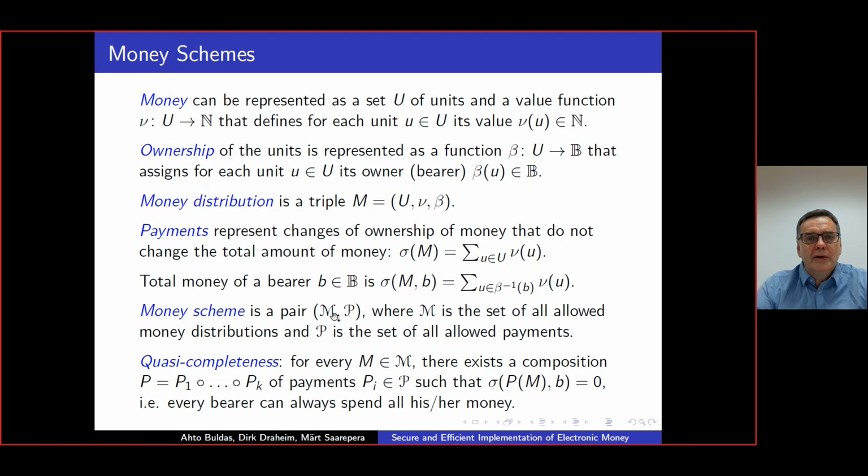A money scheme is a pair (M, P), where M is the set of all allowed money distributions, and P is the set of all allowed payments. What we require of all money schemes is so-called quasi-completeness. It's a natural property that for every money distribution M, there exists a composition of payments such that the final result of these payments, as a money distribution, leaves the payer with no money. This means that if a bearer has a certain amount of money, he or she can spend all of it.